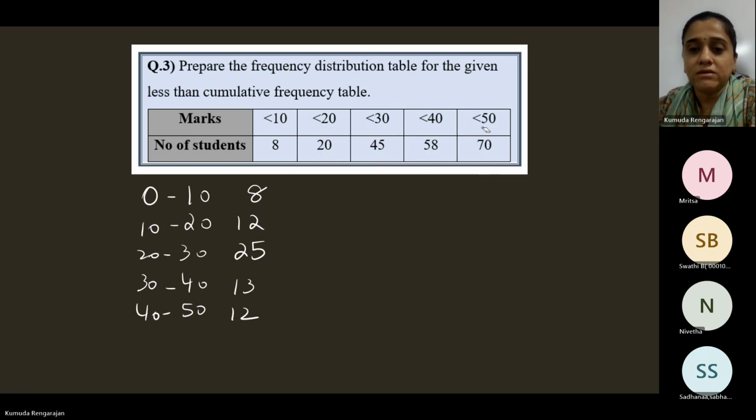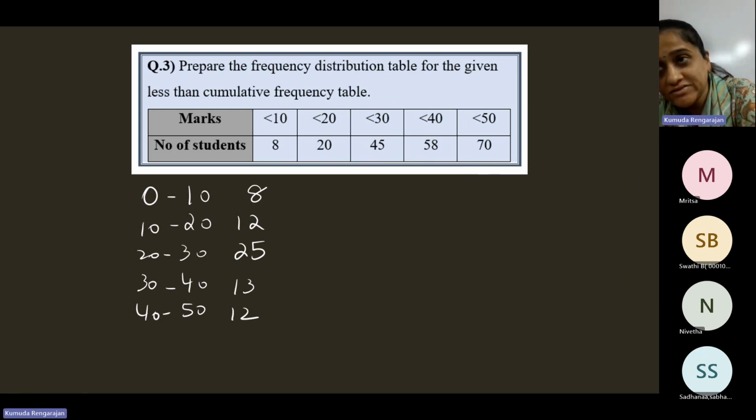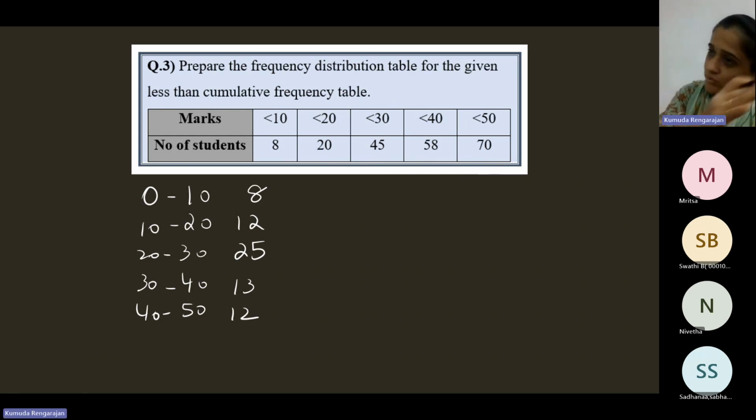So what did I say? All these less than values will become the upper limits. That's the first step. Then you should fill the corresponding lower limits by yourself. So we are done with the class intervals. Now the frequencies. Write the first value as it is. Then keep subtracting to get a positive value. Don't say 8 minus 20, I'm getting minus 12. No, don't subtract in that order. Subtract so that you get a positive value. So 20 minus 8, 12. Then 45 minus 20. Then 58 minus 45. 70 minus 58.